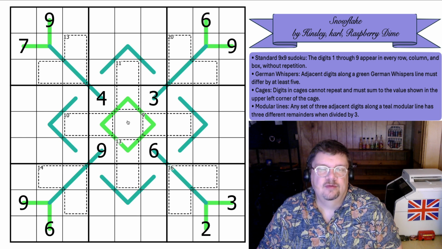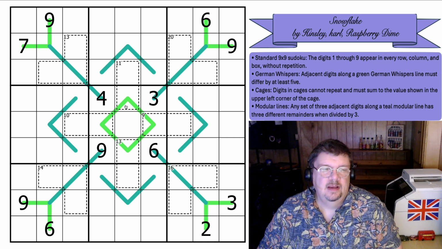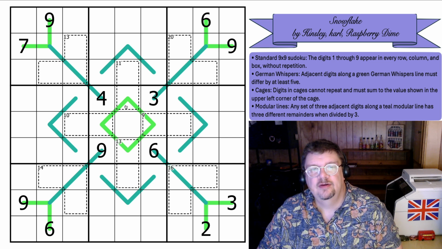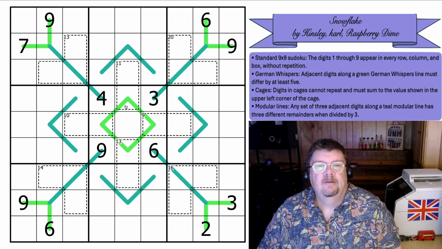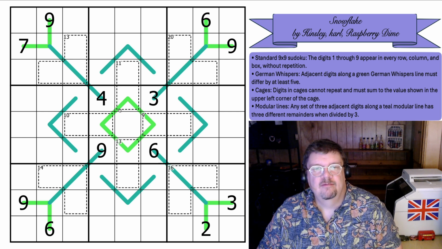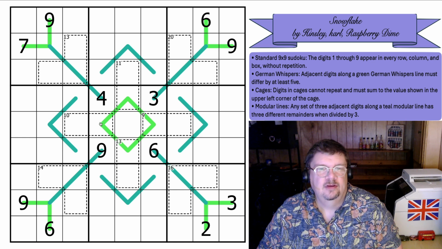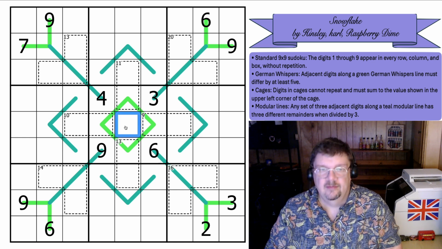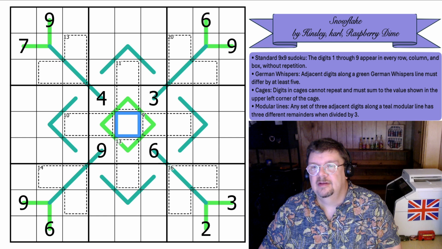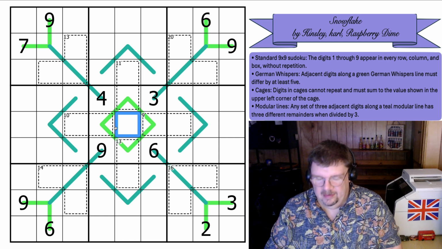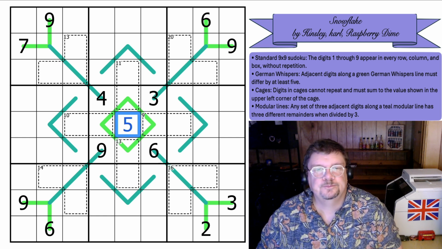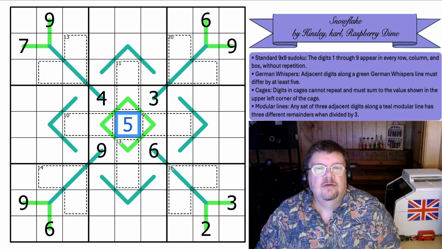Okay, secrets of German whispers. Can't place a 5 on a German whispers line because the next digit would have to be a 0 or less or 10 or more, which aren't valid Sudoku digits. And because I've got 4 givens in this box and then 4 German whisper cells, there's only 1 cell left that the 5 can go to. Oh, and that's in the wrong mode. Let's try that. There we go.